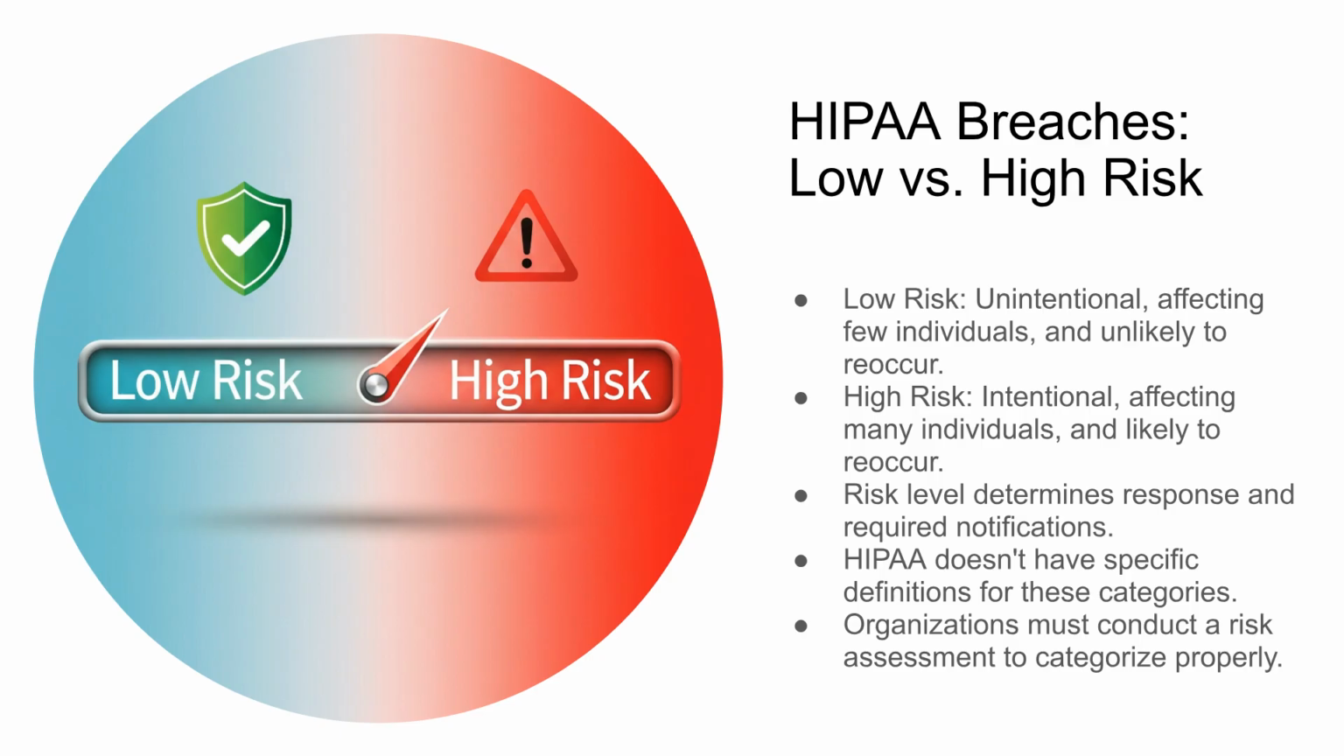HIPAA breaches: low versus high risk. Low risk: unintentional, affecting few individuals and unlikely to reoccur. High risk: intentional, affecting many individuals and likely to reoccur. Risk level determines response and required notifications. HIPAA doesn't have specific definitions for these categories. Organizations must conduct a risk assessment to categorize properly.